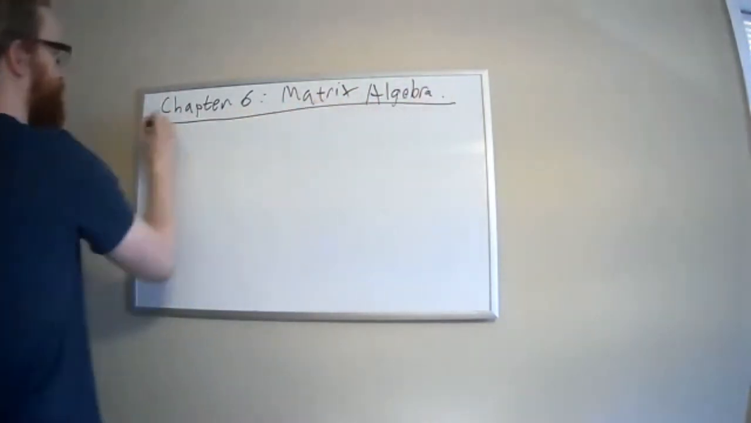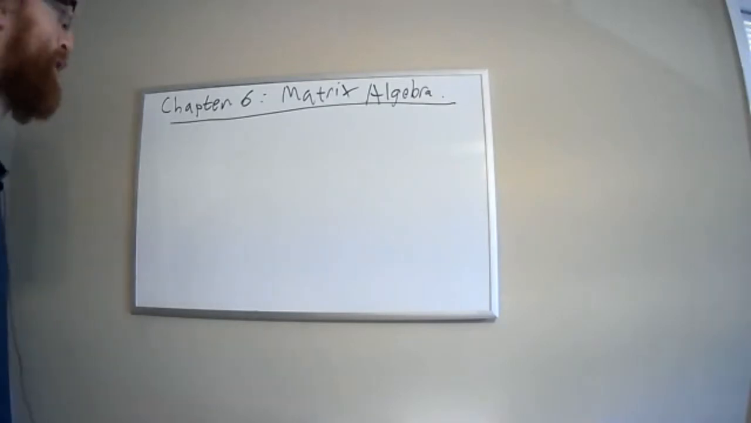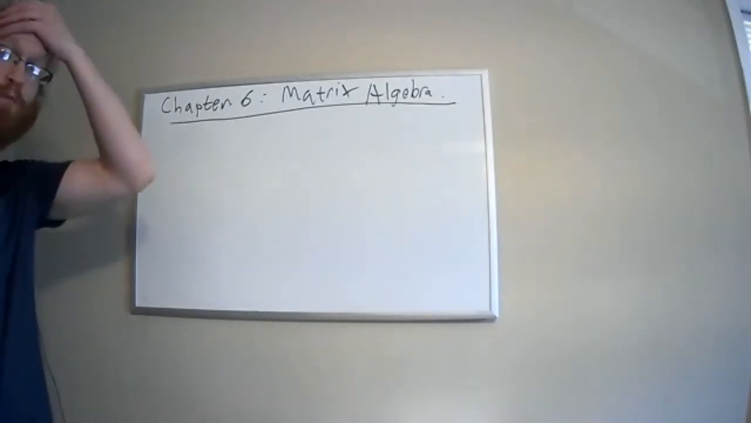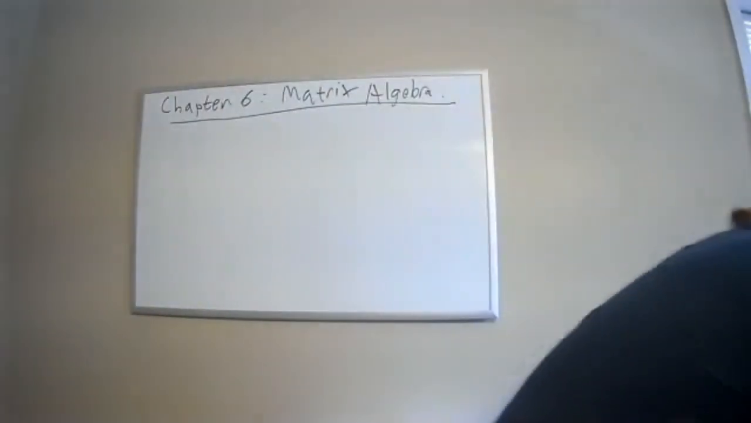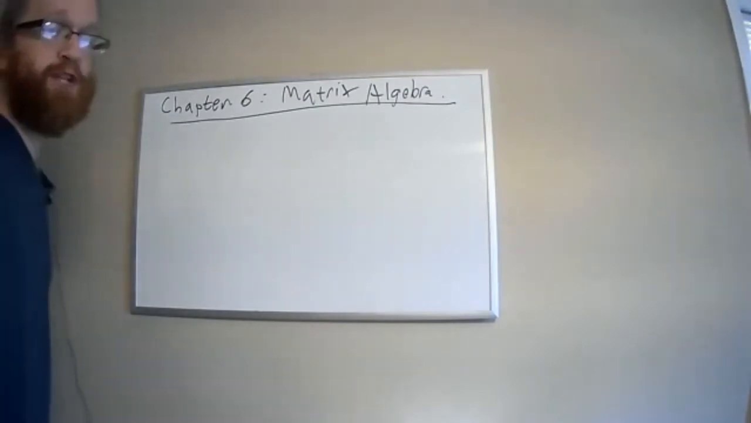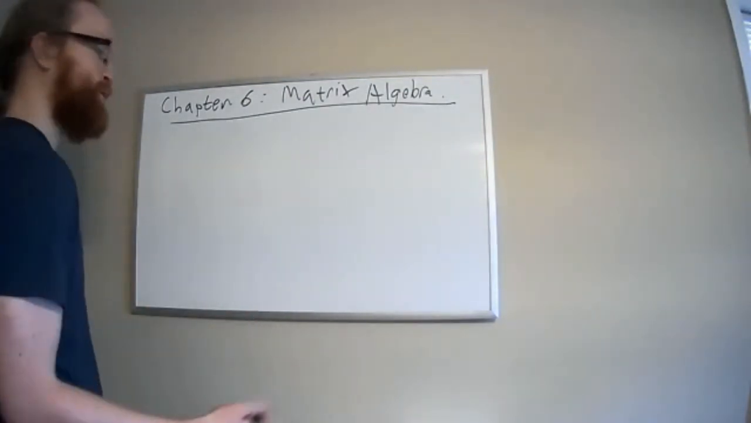Okay. So chapter 5 was maybe just normal algebra. It was just algebra. Now we're moving into chapter 6, which will be matrix algebra. So what does that mean, matrix algebra? Well, here's what it means. In chapter 5, what did we do? We dealt with equations and systems of equations.